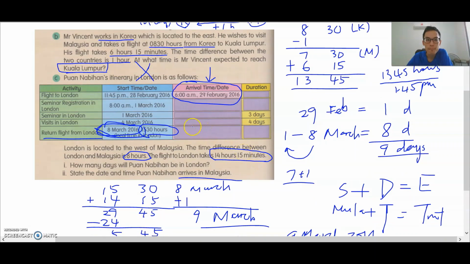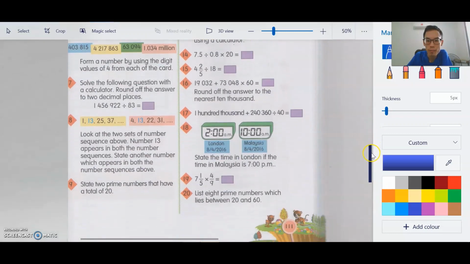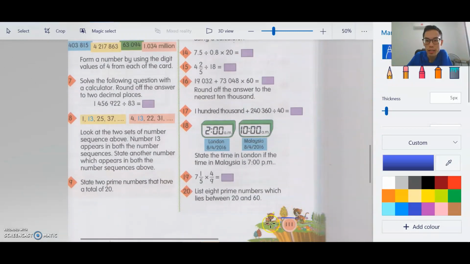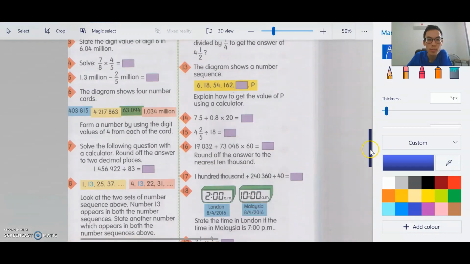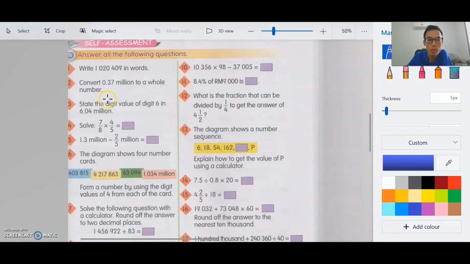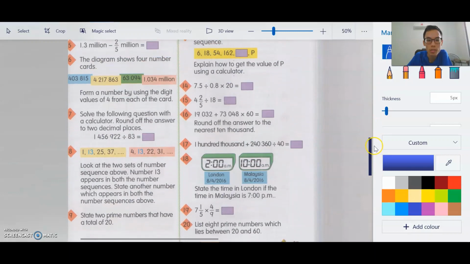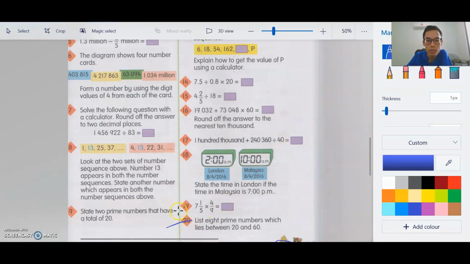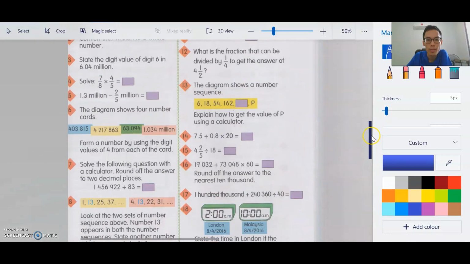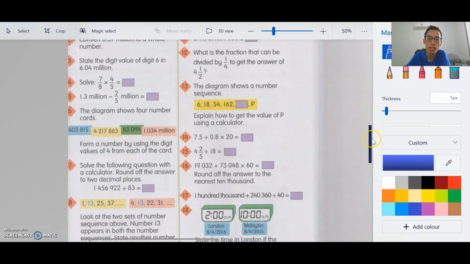Okay, homework for this week, I want you to do self-assessment. This is on page 111 in your textbook. For this week you do 20 questions, question 1 until 20. Okay, if you don't have your textbook, you can pause the video and look at the question. So please do your homework, question 1 until question 20, and we'll discuss your homework in the following lesson.